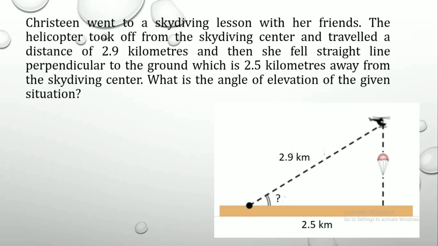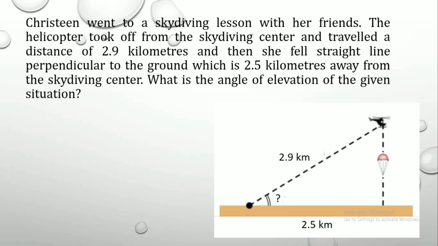Now let's try a harder problem. This time, it is a word problem. Let's read the problem first. Christine went to a skydiving lesson with her friends. The helicopter took off from the skydiving center and traveled a distance of 2.9 kilometers. And then she fell in a straight line perpendicular to the ground, which is 2.5 kilometers away from the skydiving center. What is the angle of elevation of the given situation?